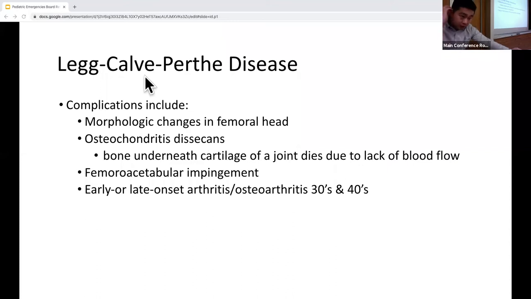So with Legg-Calvé-Perthes, obviously you should have some morphologic changes in the femoral head. You can get osteochondritis dissecans. That's when the bone underneath the cartilage joint dies due to lack of blood flow, and that's due to the constant irritation between the femoral head and the acetabulum. You might have some impingement in the area too. In the long term, you're going to have early onset osteoarthritis in the 30s and 40s. And so that's why you want to identify these children early and get them the appropriate treatment.